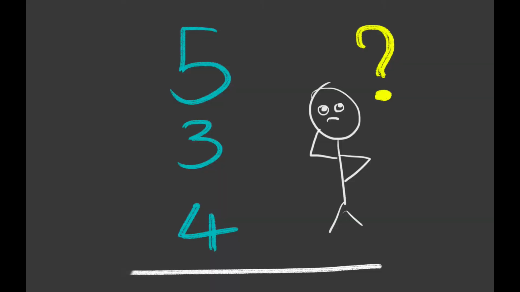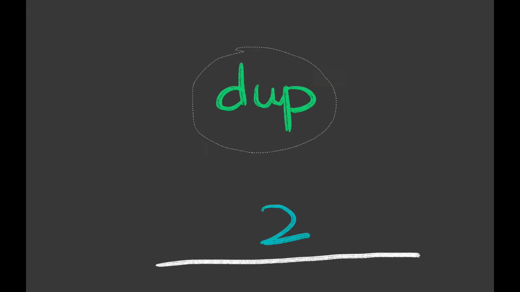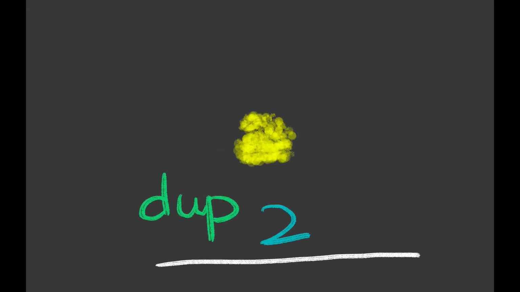In some situations, you may wish to manipulate or rearrange the items on the stack in order to prepare it for an upcoming operation. The built-in subroutines dupe, swap, rot, over, and drop do just that. Dupe duplicates the value on the top of the stack.